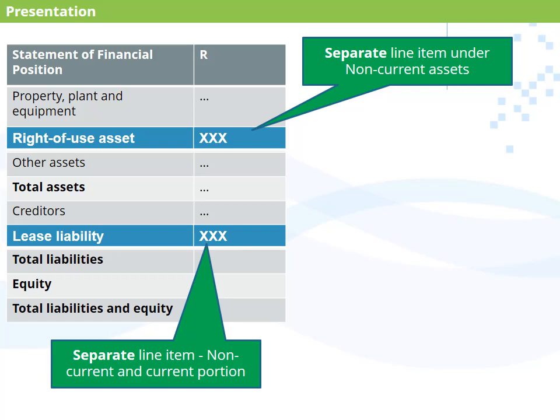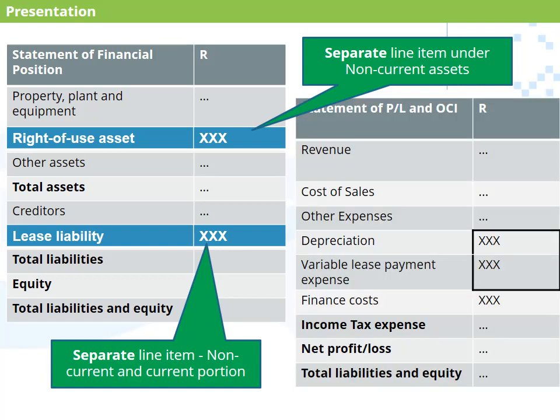On the SPLOCI, the lessee will also have expenses relating to the lease agreement. The first one would be depreciation on the right of use asset. Now this is not a separate line item, but a sum of the depreciation of all depreciable assets of the entity. Remember, depreciation is relating to the right of use asset.